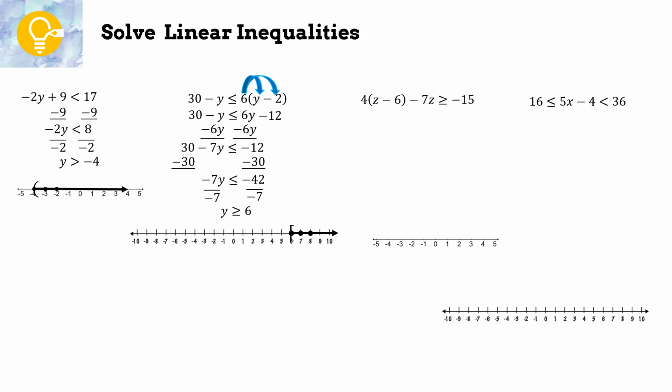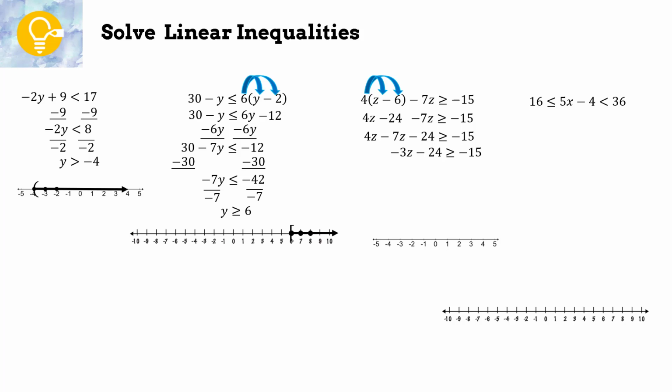Let's look at the next one. 4 times z minus 6 minus 7z is greater than or equal to negative 15. The distributive property is first. 4 times z is 4z, 4 times negative 6 is negative 24, and the rest of it stays the same. I like to put like terms together, and that's what I did. 4z minus 7z is negative 3z minus 24 is greater than or equal to negative 15. The only thing that I did for that step was take 4z minus 7z.